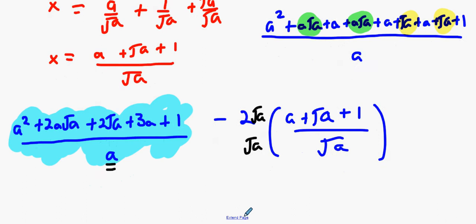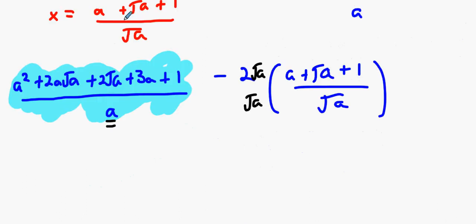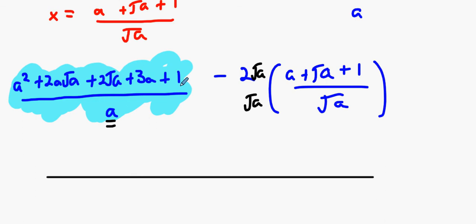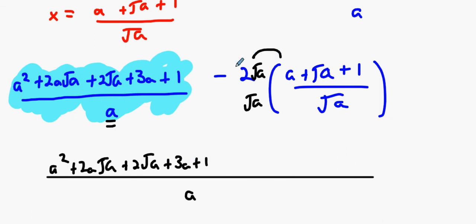So, what's the common denominator of the full answer now? The full common denominator is going to be A. This one stays the same. It's unaffected. Oh, God. Nasty. Right. This one here, minus 2A root A. Thank God. That cancels first and foremost.